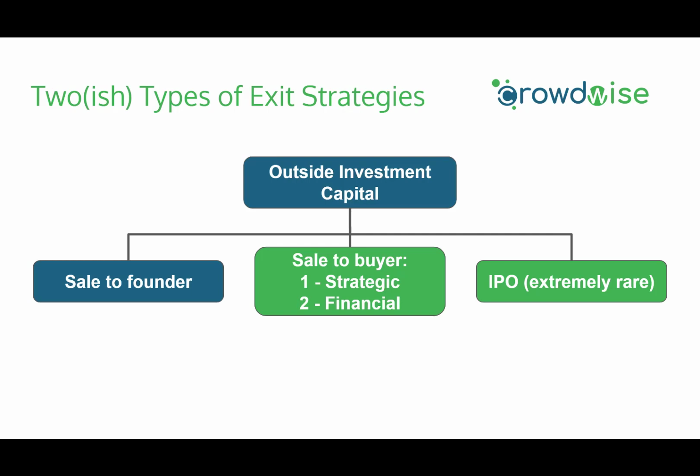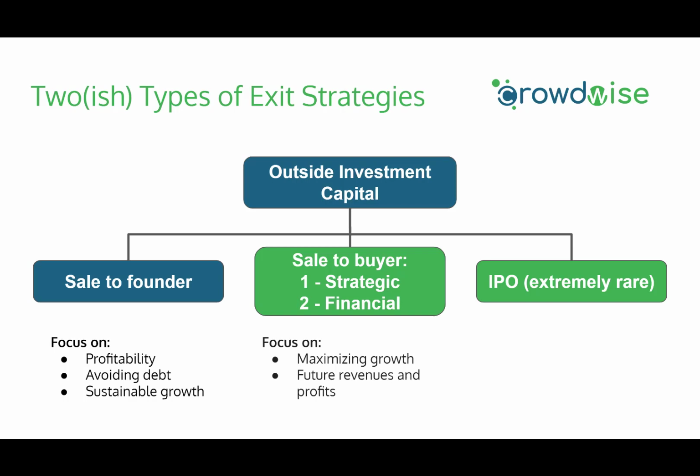which is extremely rare. In building each of these types of businesses, the business will need to focus on different areas. For example, when looking to build a business to sell to a founder, the focus will be on profitability, avoiding excess debt, and having sustainable growth. Contrast this with looking to sell to a buyer. The focus here will be on maximizing growth, and also valuations will typically be looked at in terms of future potential revenues and profits, not current.